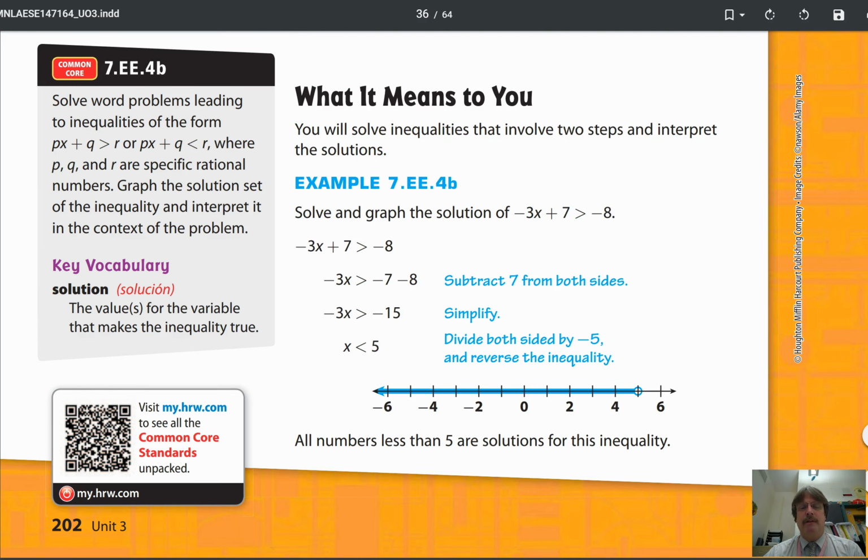That's the background information that we're going to use in helping us go into Module 7 lessons.